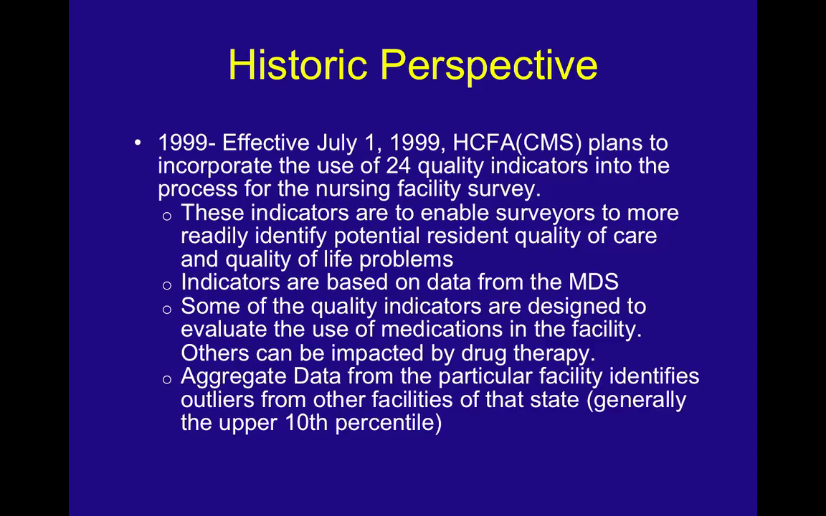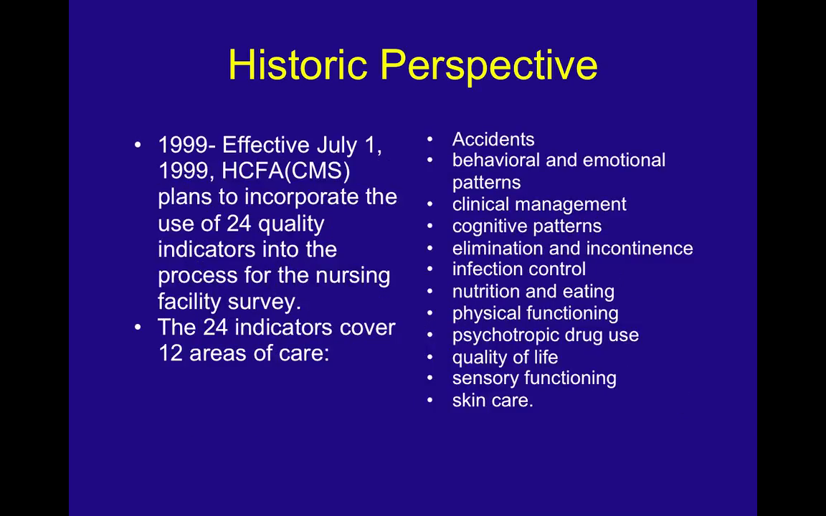In 1999, there were additional indicators, and one of the things those indicators looked at was the Beers criteria for the very first time, looking at whether or not patients were on Beers criteria drugs and whether they were affecting their quality of life. Also in 1999, you saw 24 quality indicators that are used to help with nursing home facility surveying. And they cover several different areas, and we'll go into a detailed lecture about these areas.